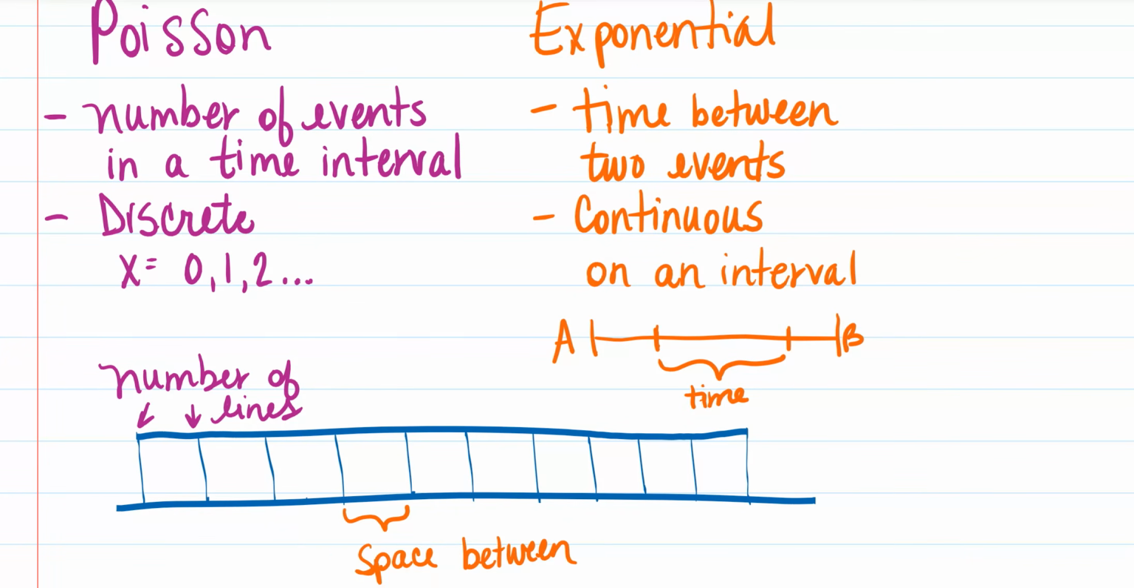But these problems can also be spatial problems. For example, cracks in a certain distance on the sidewalk. The Poisson distribution in this case is looking at the number of cracks in a certain distance. The exponential distribution would be looking at the space between those cracks. In this case, the cracks on the sidewalk are the events.